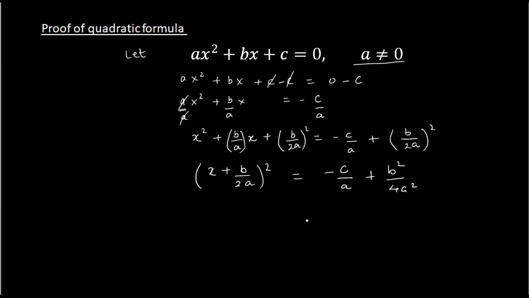Now take the LCM on the right hand side. We get 4a² divided by a gives 4a, into -c is -4ac, plus 4a² divided by 4a² gives 1, into b² is simply b². So basically we get (x + b/2a)² = (b² - 4ac)/4a². Let us write this result in the next slide.